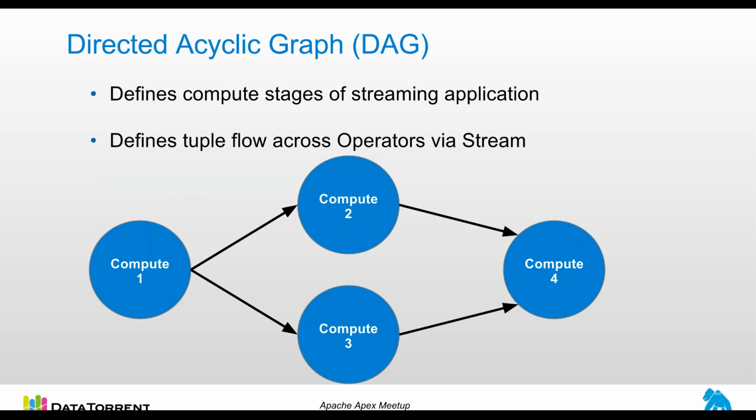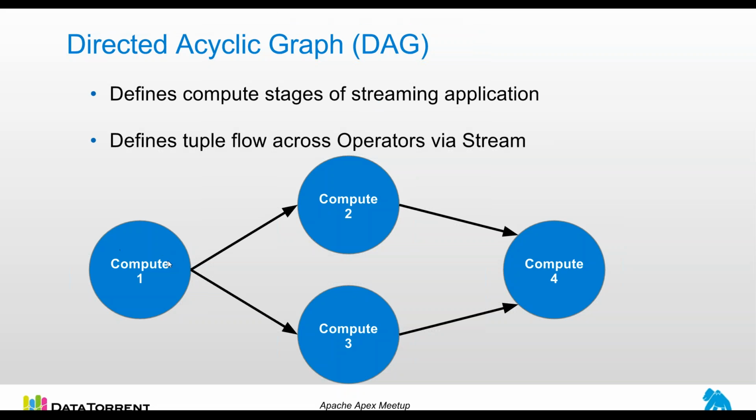Okay, so the first one is directed acyclic graph, that's DAG. What DAG means is it defines the various different computation stages of a streaming application. It also defines how tuples will flow across the operators, and that too via streams. I know there are a couple of words that I'm throwing here, but just hold on for a few seconds. We'll cover the meaning of these terminologies. So you can see that in the diagram below.